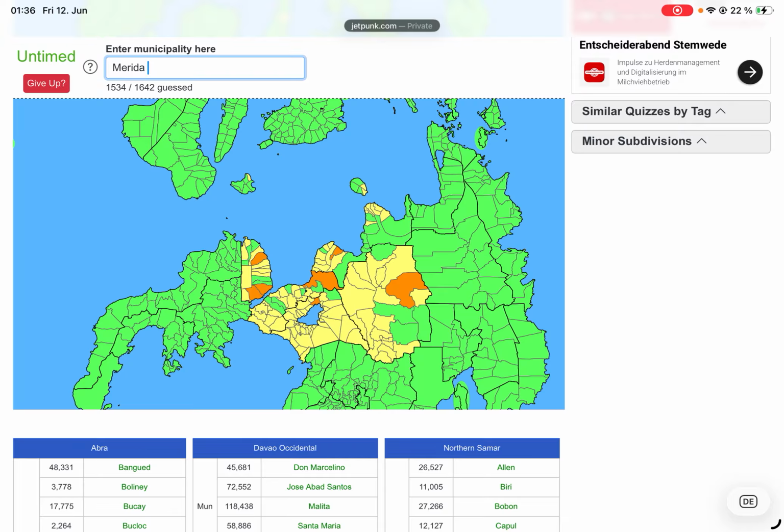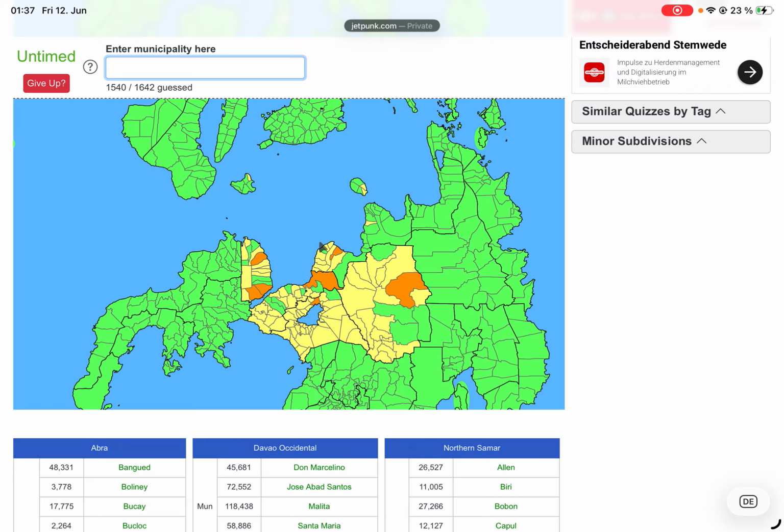Then we have Medina, Balingoan, Talisayan, Kinoguitan, Sugbongcogon, and Binuangan. Okay, and this one is something like Lagonglong, or Ladongong. Huh.